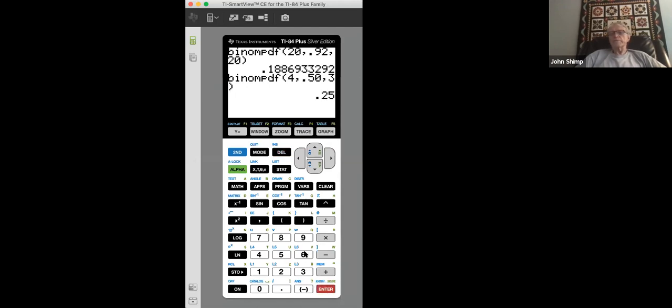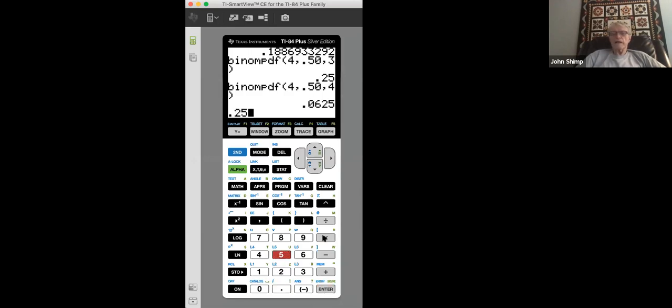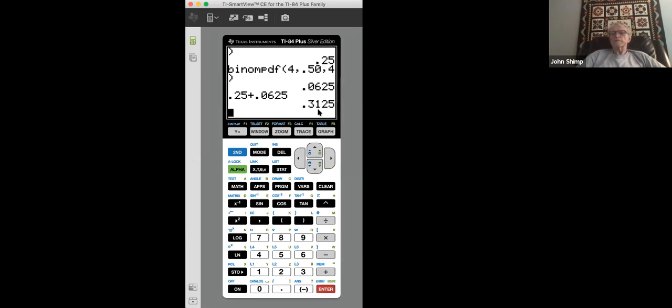So 0.25 is the probability for 3. Let's find it for 4. And 0.0625. So the probability of 3 or 4 is 0.25 plus, oops, hit the right button here, plus 0.0625. So 0.3125 is the probability that 3 or 4 of the 4 people answer that they recognize the brand. So 0.3125.